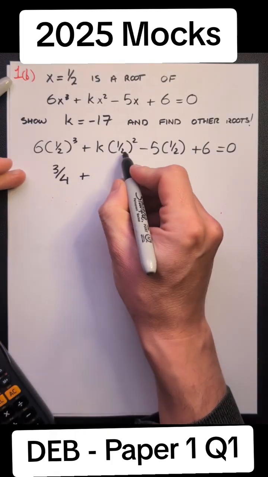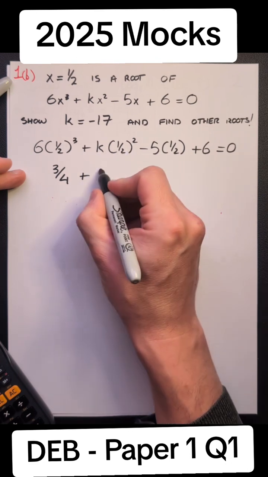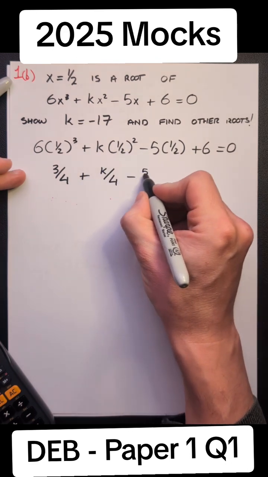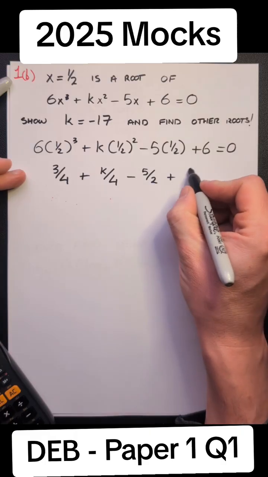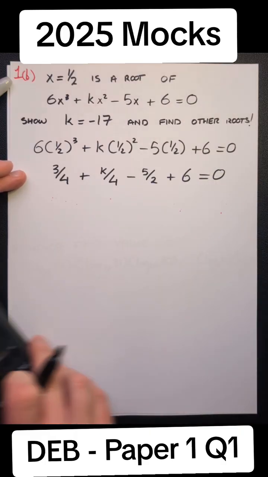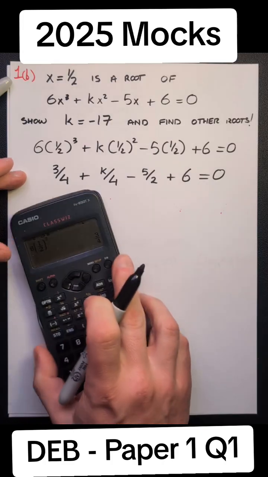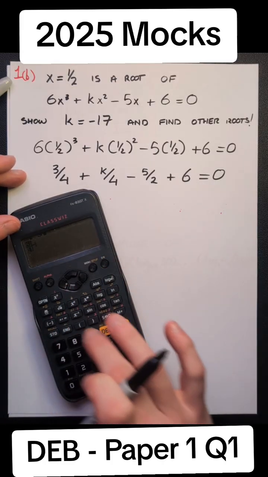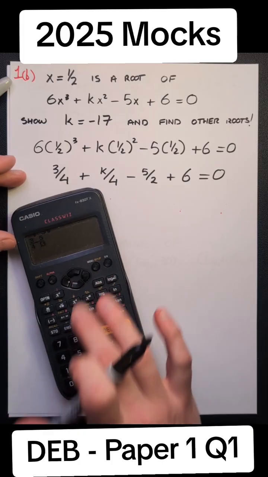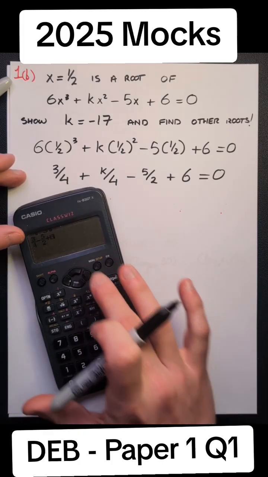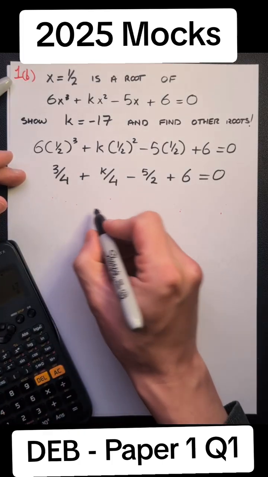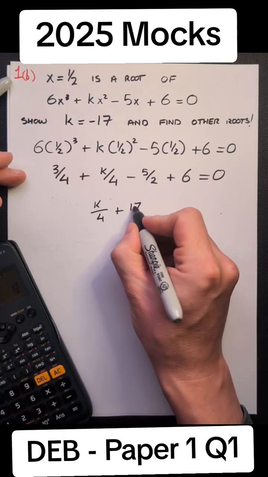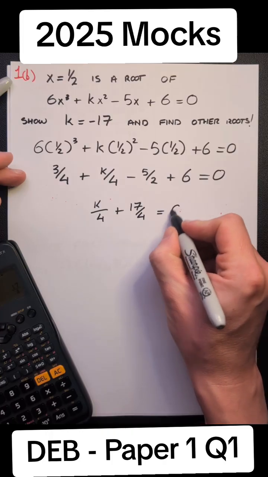So plus a half squared is a quarter, so that's going to be k times a quarter, it's going to be k over 4. Minus 5 times a half is just minus 5 over 2, and we're just left with a plus 6 here. Let's add all these constant numbers without the k together first. So we get 3 over 4 minus 5 over 2, and then a plus 6 equals 17 over 4. So we get k over 4 plus 17 over 4 is equal to 0.